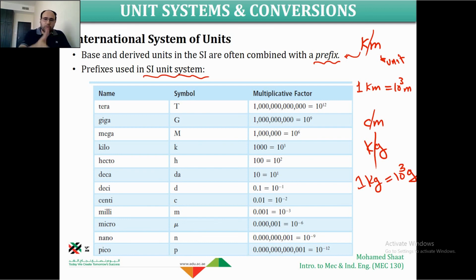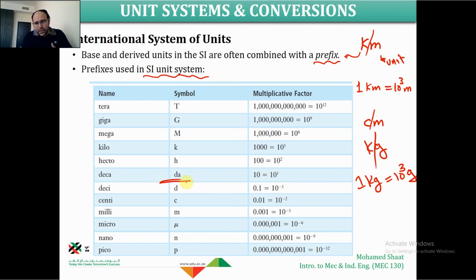But the prefix could be any one of these. Like as I said, the tera is equivalent to 10 power 12. Giga is equivalent to 10 power 9. Mega is equivalent to 10 power 6. The kilo is equivalent to 10 power 3. The hecto is equivalent to 10 power 2. Deca is equivalent to 10. Deci is equivalent to 10 negative 1.